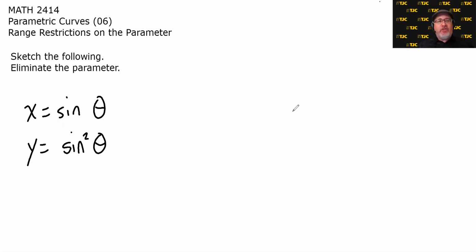Although they involve trig functions, we really don't need to find a trig identity that connects the two, because one is just sine and the other one is sine squared. Notice there are no restrictions on the parameter, which I did call theta intentionally this time.